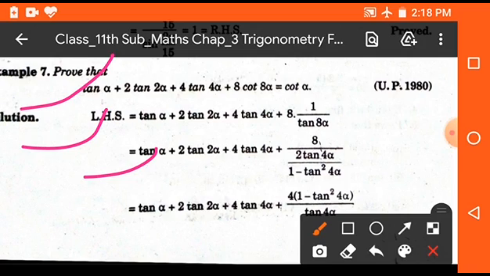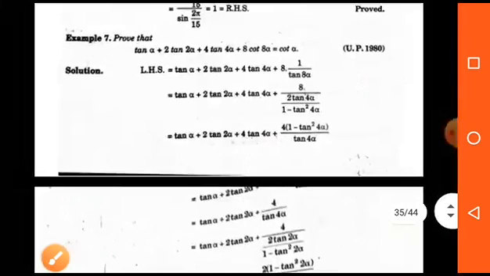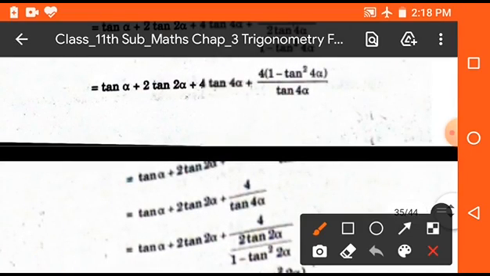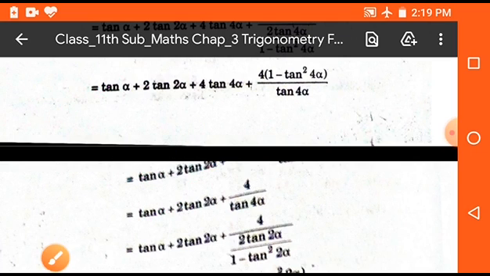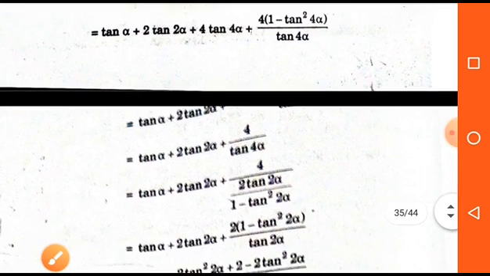Now we can put here tan alpha plus 2 tan 2 alpha plus 4 tan 4 alpha plus 8 upon, using the formula of tan 2 alpha, we get 2 tan 4 alpha upon 1 minus tan square 4 alpha. On solving it, we get tan alpha plus 2 tan 2 alpha plus 4 tan 4 alpha into 1 minus tan square 4 alpha upon 2 tan 4 alpha. So students, simply you solve and adjust the terms.